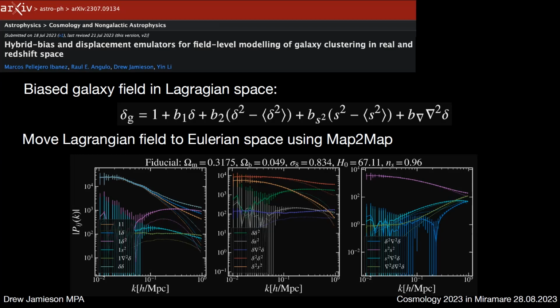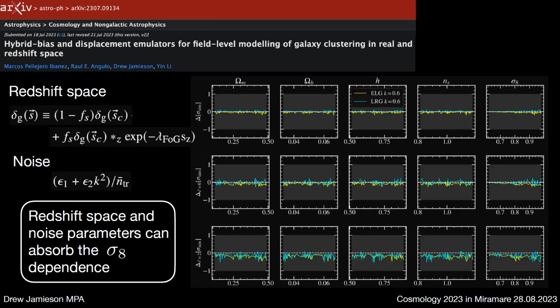And the idea is to then advect this Lagrangian space field to Eulerian space to get a mock for the galaxy field. Normally you might use an n-body simulation to do this advection. But here what we're doing is testing how well this map-to-map field level emulator does instead. This plot just shows the various power spectra and cross power spectra for these different operators from our mocks.